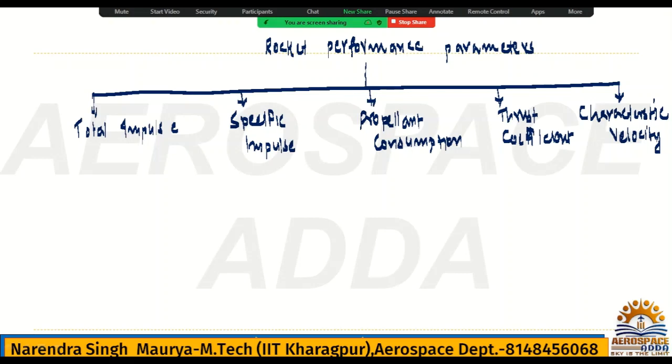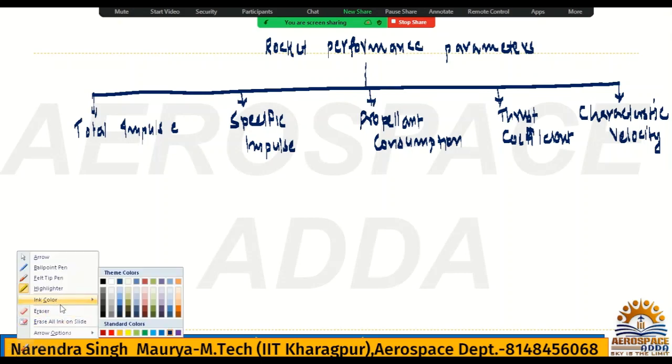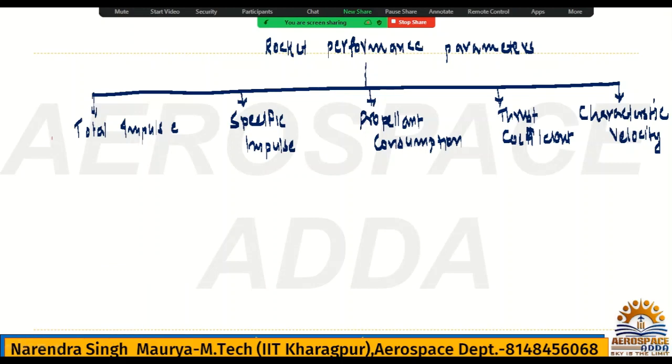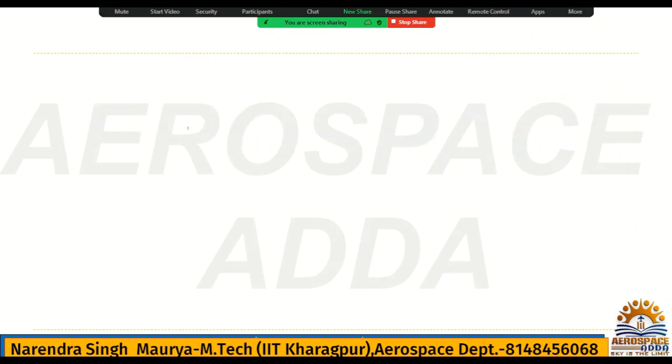All right. So one by one, patiently we'll see this, and the formulation, a single line definition and formula directly I'm going to give here. Okay. 1, 2, 3, 4 and 5. All right. Number one is nothing but total impulse.